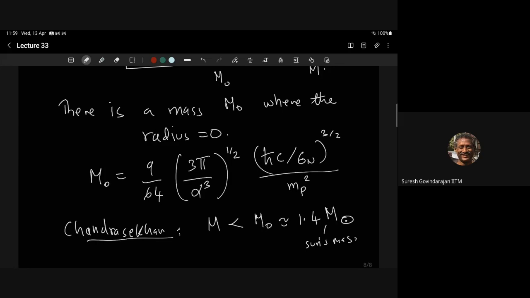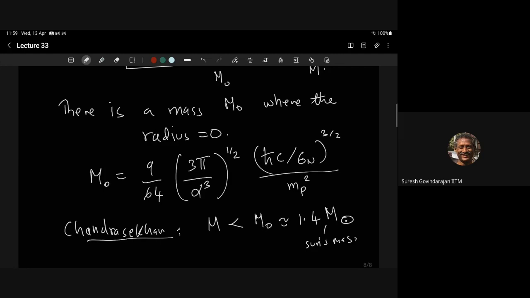So for masses greater than the Chandrasekhar limit, the endpoint of stellar evolution won't be a white dwarf, but something else like a neutron star or a black hole. Okay, so this is called the Chandrasekhar limit.